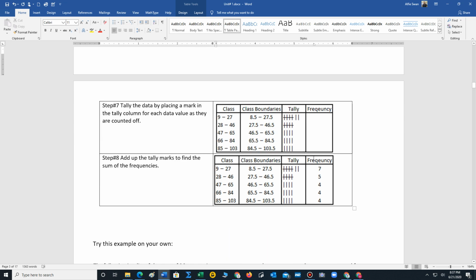And then finally, we just write down our frequency. So the frequency, once again, you just add up all the tally marks. So there are 7 data values in the first class, 5 data values in the second class, and 4 data values in each of the last 3 classes. That is the grouped frequency distribution.